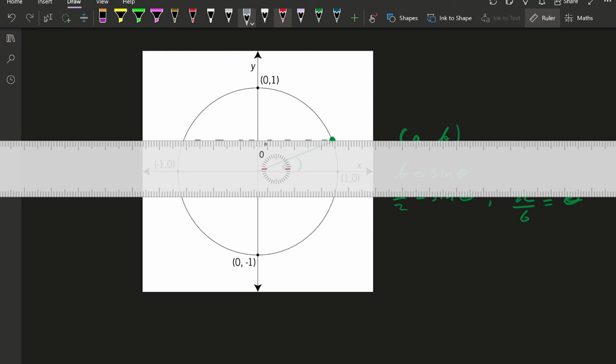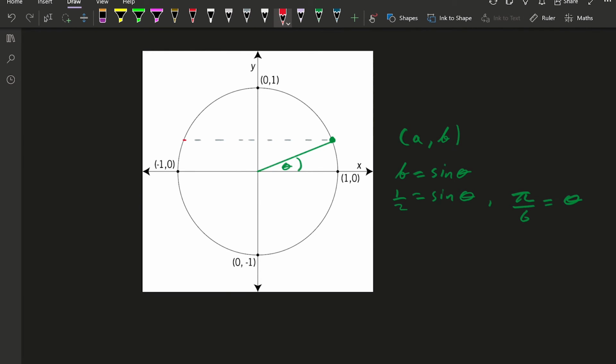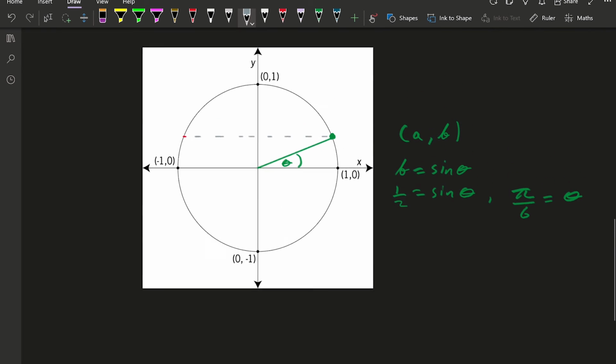Okay, this y value here, I'll draw it in blue so it stands out, would be half. But you can see that this red point on the circumference of the unit circle also has a y value of a half. That's why I drew in the gray tick marks.